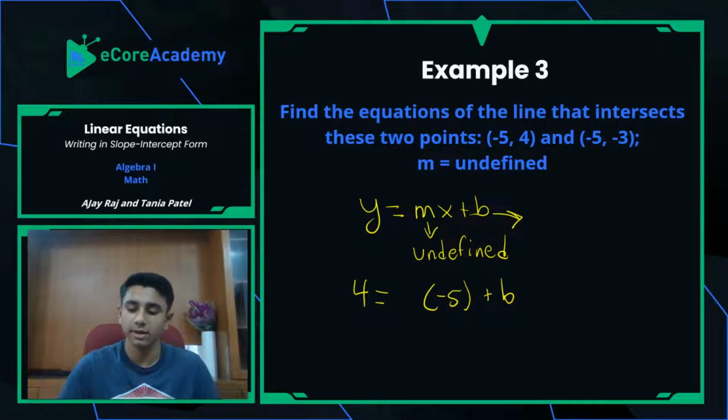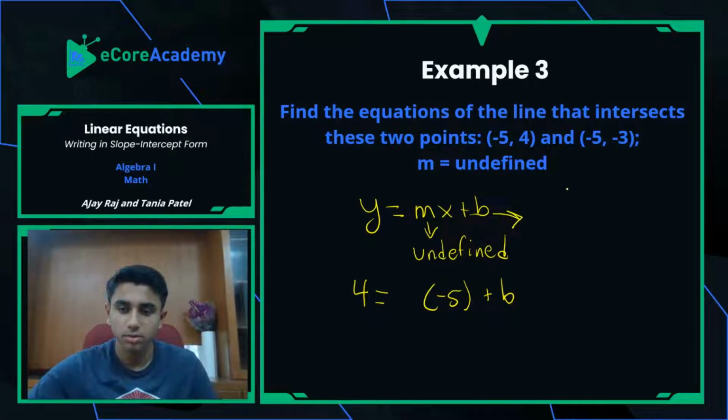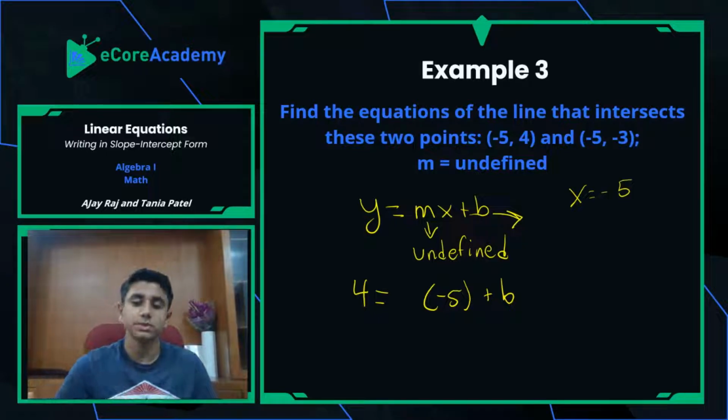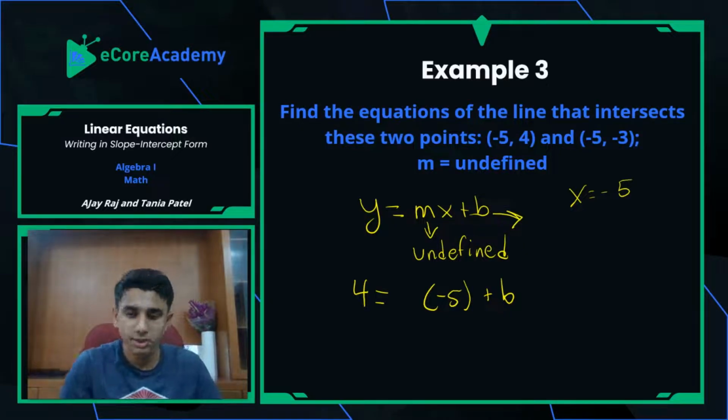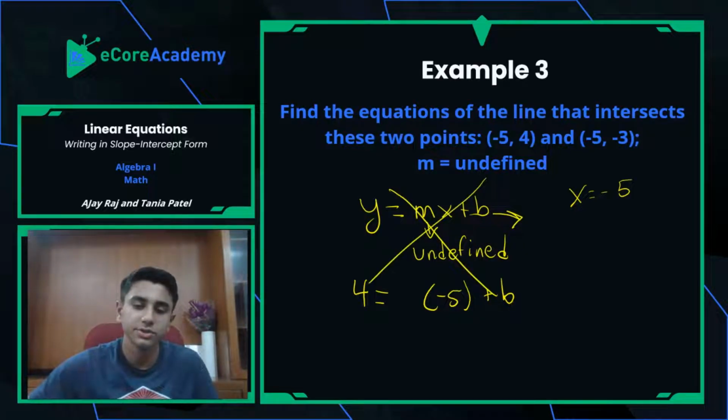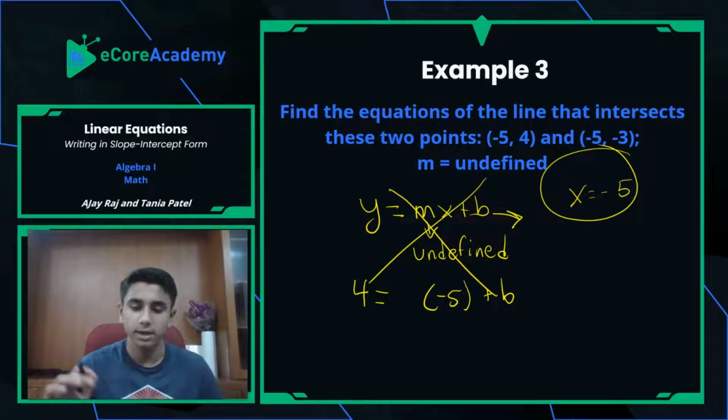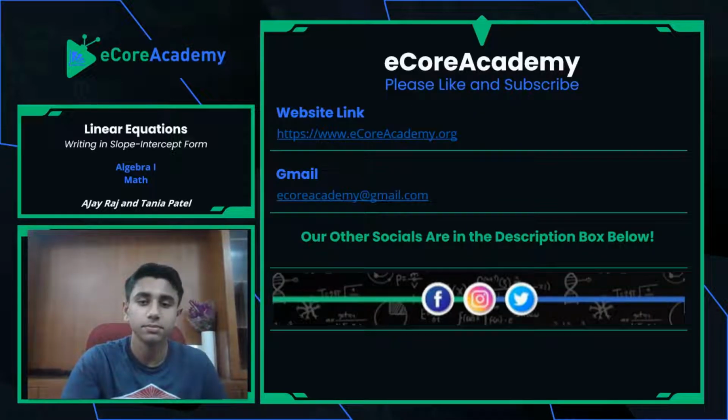So when x equals -5, that means all values on that line are always going to have x equal -5. So in this case, you cannot use the traditional methods. And also, because x equals -5, and since x doesn't equal 0, you're not going to have any y-intercepts. It's not going to intercept the y-axis. Therefore, your final equation would be that x equals -5, with an undefined slope.